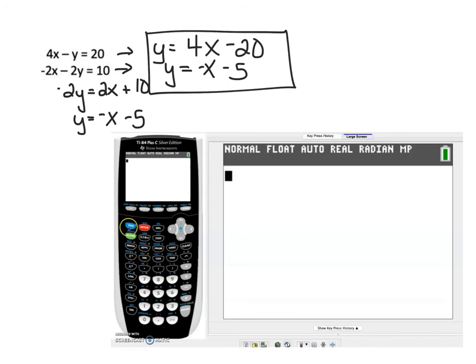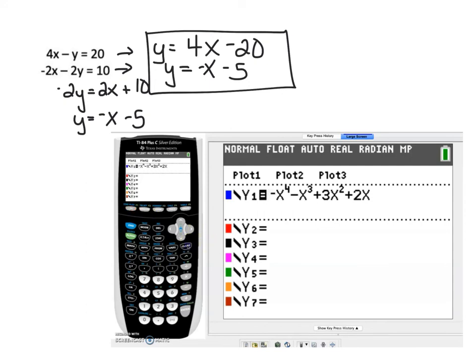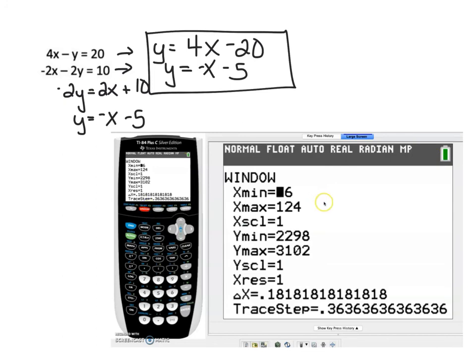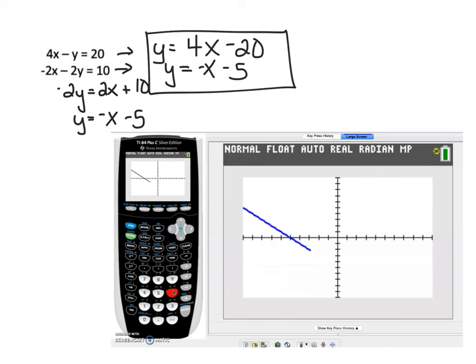To see the point of intersection in a linear system, enter both equations by hitting y equals. Clear out anything in your calculator, and we're going to enter 4x, which is next to the alpha button, minus 20. Going to enter my second equation. I missed y1, so I'll just go up here and put -x minus 5. So they both have to be in slope-intercept form. Now, my window, you can see here, is definitely not my standard viewing window of -10 to 10. The easiest way to get that is to hit zoom 6 for the standard viewing window. And it will automatically graph, and you'll see your two lines.